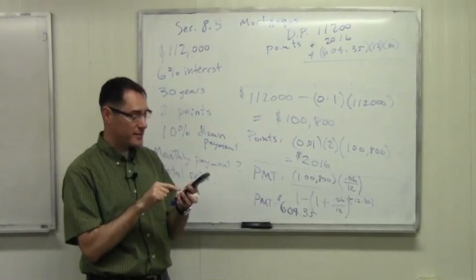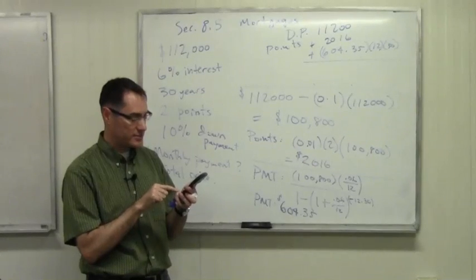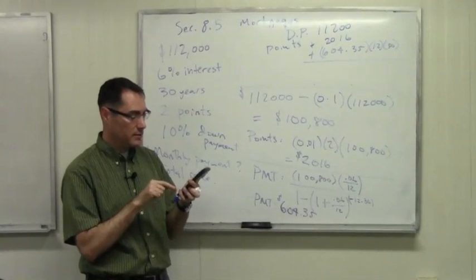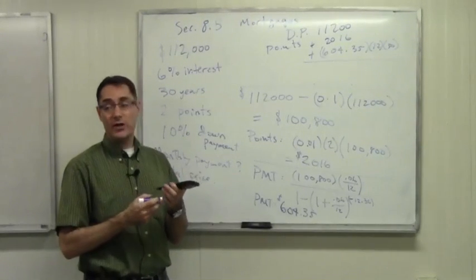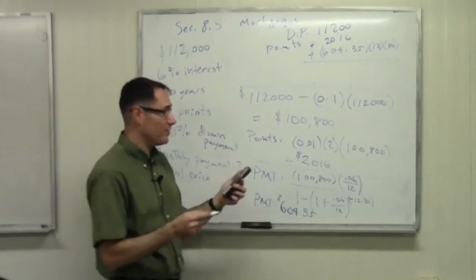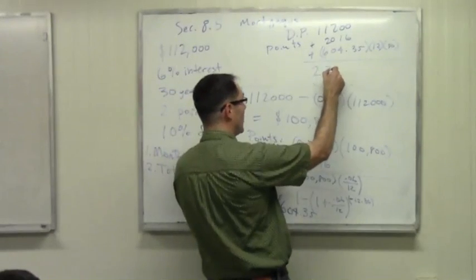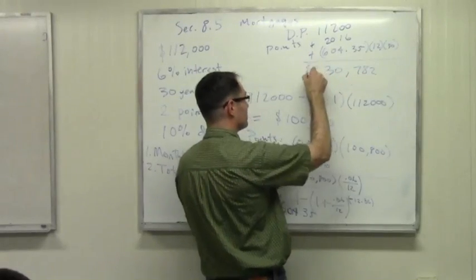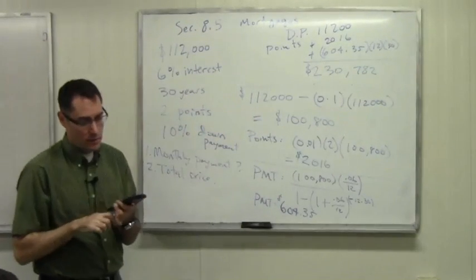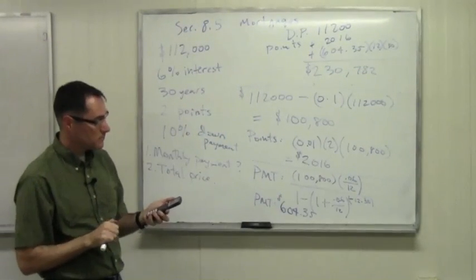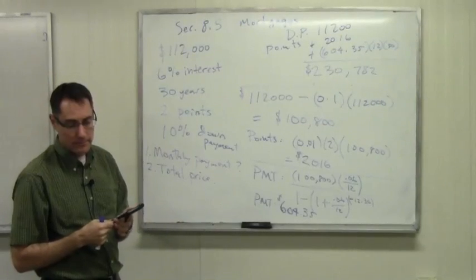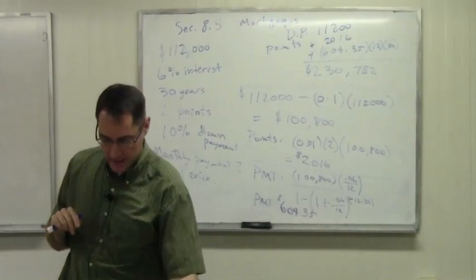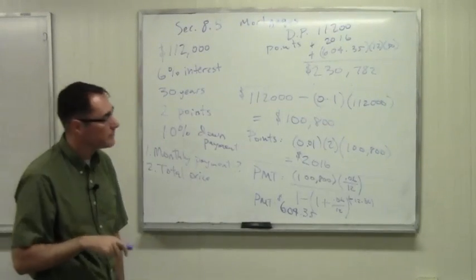That's good. If you can get a house that's worth more these days, that's great. So here's what I have. Hopefully you guys got roughly the same number. $230,782. Okay? That is a lot of money.